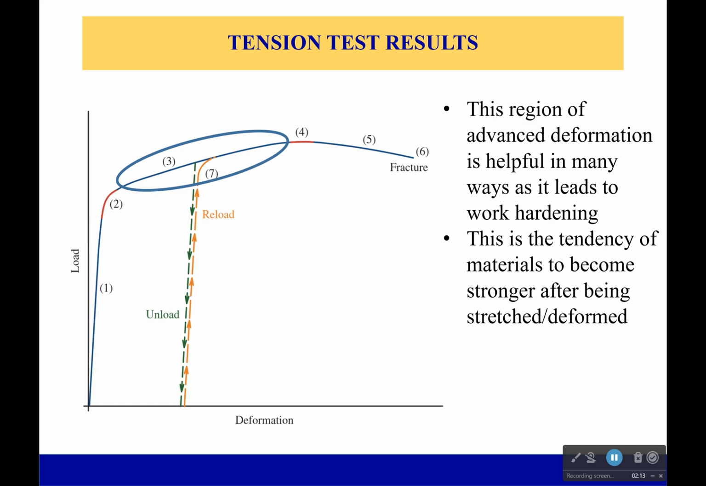Now, this region of advanced deformation is helpful in many ways. So, even though we've gone past the point, like at this point right here, we have definitely reached the area where the material is permanently deforming. It's not weakening yet, but it is permanently deforming. It is stretching, and it's going to stay stretched. But just like when you have a coat hanger and you bend it back and forth, you feel it get harder. And that's because of work hardening.